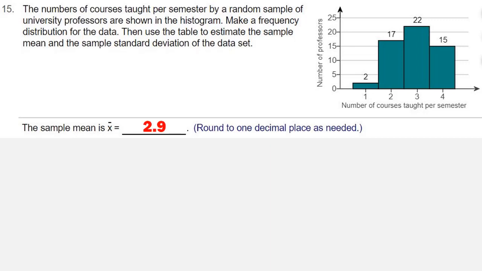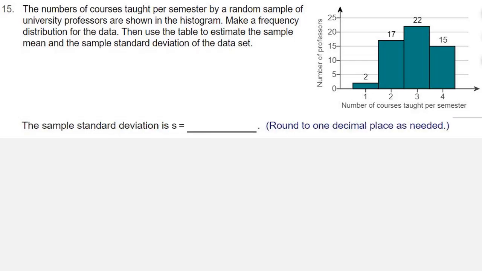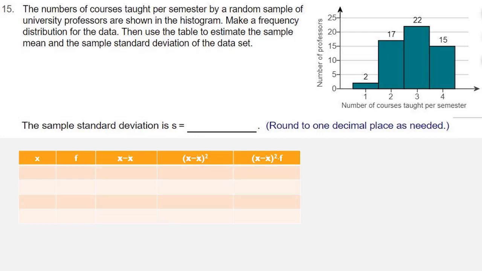The next question is to find the sample standard deviation. So to find the sample standard deviation, we're going to build a bigger table. So we still have our x values and our frequency values, but now we need to find the x minus x bar values. Remember, x minus x bar is the deviation. So we're going to take each x value and subtract the mean value.